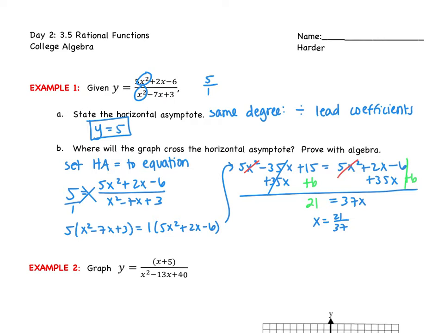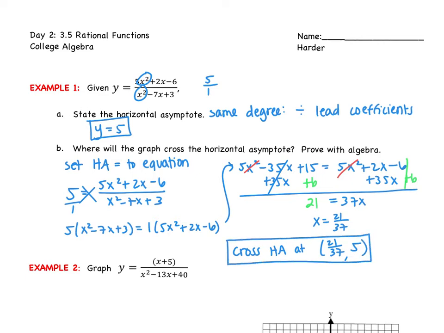So what that tells us is that we will cross the horizontal asymptote at the point 21 over 37, comma. Don't put extra work in to find y. We already know what y is. Y is the horizontal asymptote. So the point is 21 over 37, comma, 5. Both of those steps you will always need to do when you're graphing. So that is the first thing we needed to review, was finding the horizontal asymptote.